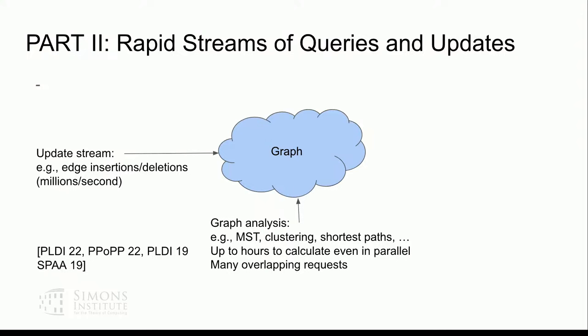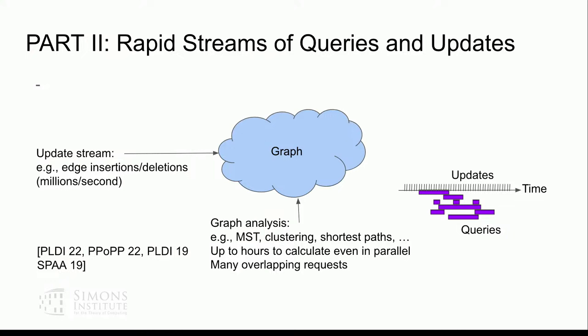Okay, so my next part is related but different work. Someone asked, what's the difference between batch dynamic algorithms and concurrent algorithms? In the first part, we had a graph and we were getting batches of updates and batches of queries. In this one, it's much more of an asynchronous setting, what's often called a concurrent setting. So we don't have synchronous batches.